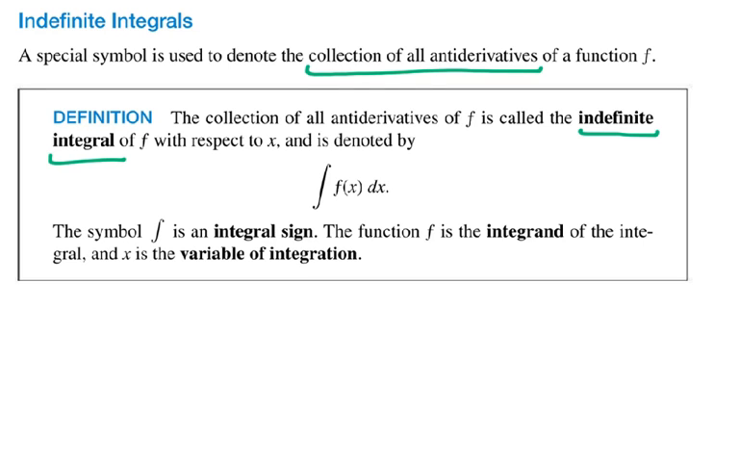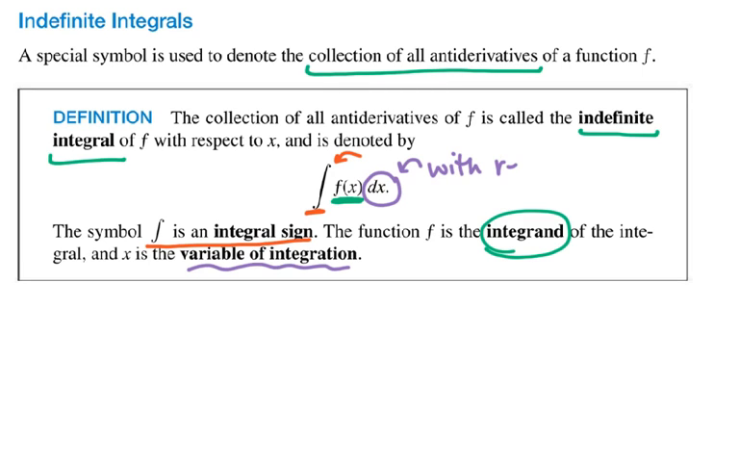So we have two parts here. We have an integral sign. That means we're just going to find the antiderivative. The function that's in there, that is called my integrand. And then the last piece, this dx, represents my variable of integration. This is called a differential. And it just says, hey, we have the derivative with respect to x. So let's integrate with respect to x. Okay?